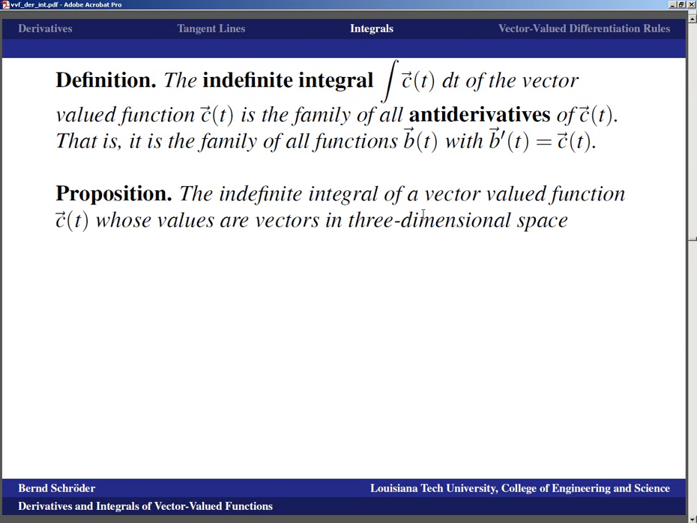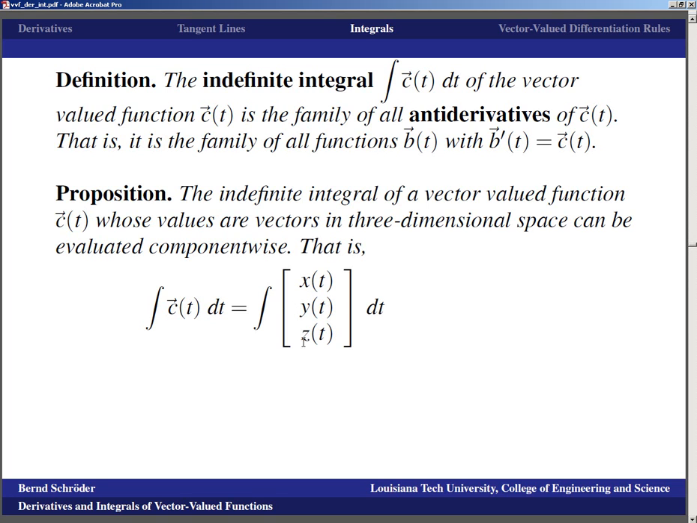Then, of course, the proposition: the indefinite integral of a vector valued function whose values are vectors in three-dimensional space can be evaluated component-wise. That is, the integral of c of t dt is the integral of x of t, y of t, z of t dt, which is nothing but the integral of x of t dt in the x component, the integral of y of t in the y component, and the integral of z of t in the z component. So the thing to remember again is when you work with vector valued functions, you do things component-wise.